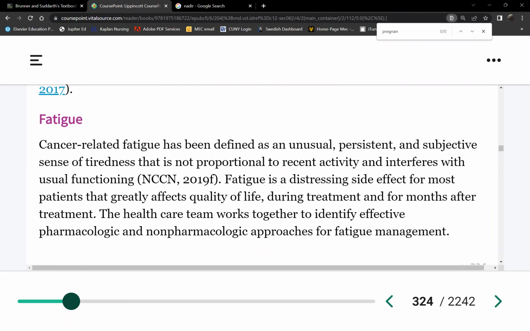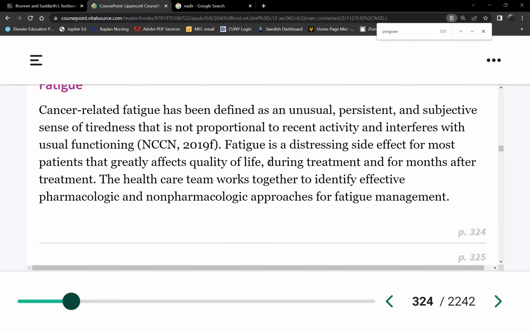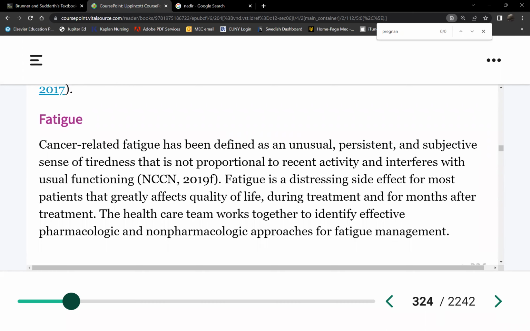They made them themselves. Fatigue we discussed already, so this will be the same management as for anemia. And if you need a blood transfusion, then a blood transfusion will be given.